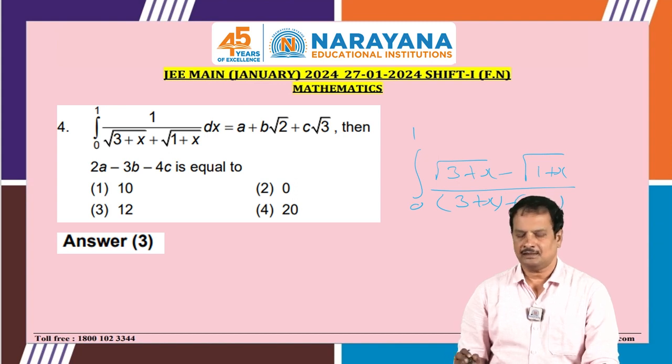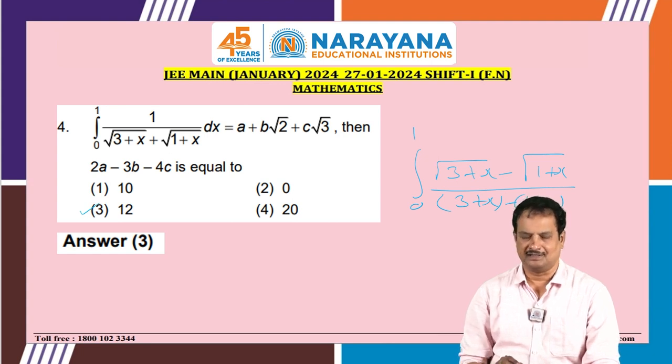So what is the integral of this one? X power n integral is x power n plus 1 by n plus 1, and 3 plus x is just a linear factor. So straight away we can write down the integral of this one, the integral of the second one, and then the value at the upper limit minus the value at the lower limit, and that should be compared with the RHS. Thereby you will know the a, b, c values. So when you substitute the a, b, c values in 2a minus 3b minus 4c, you will get 12 as the answer for this one. It's a very simple problem from the definite integrals.